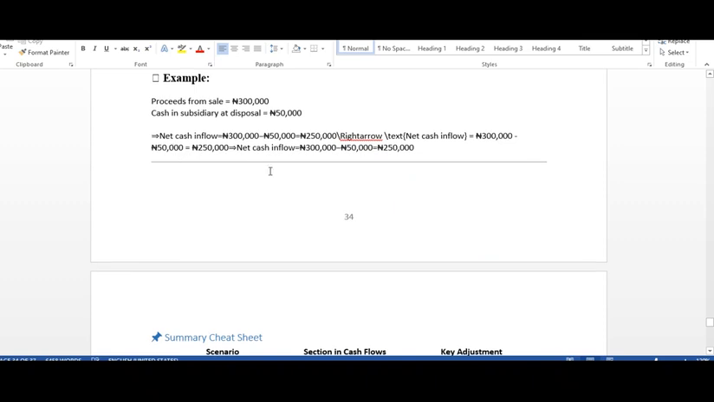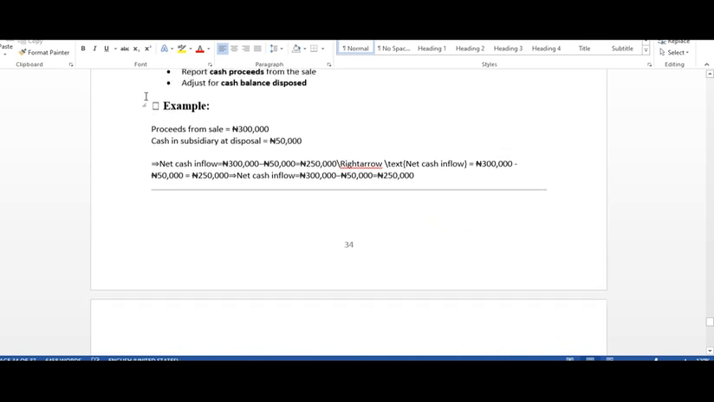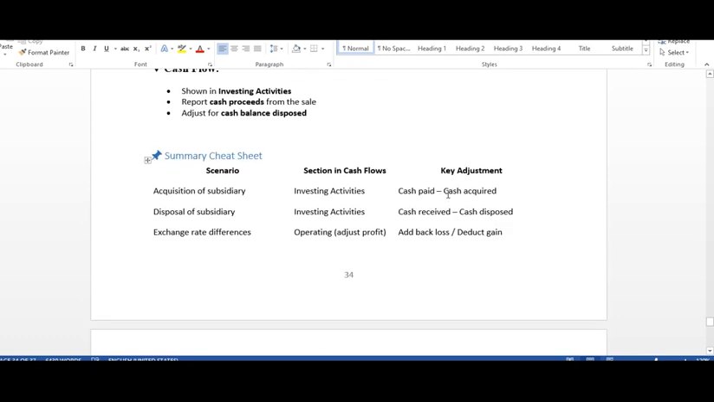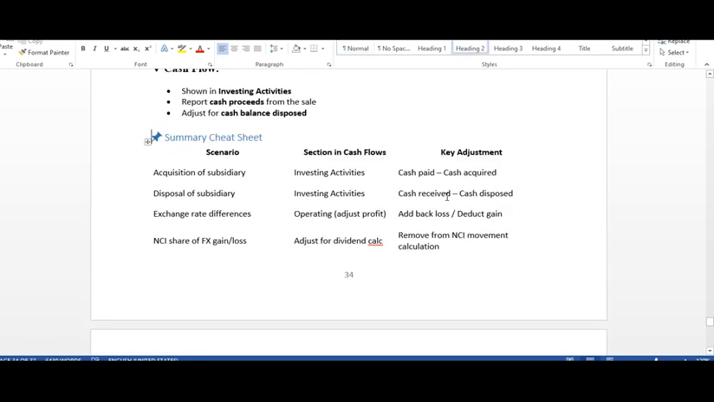No, no, no, no. I'm not using this example. So now we look at, we call this a cheat sheet.